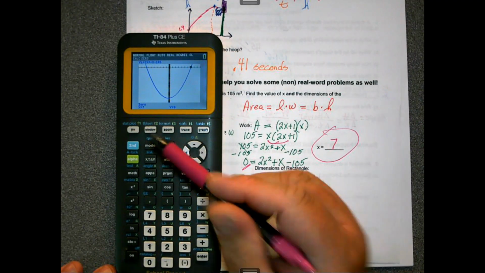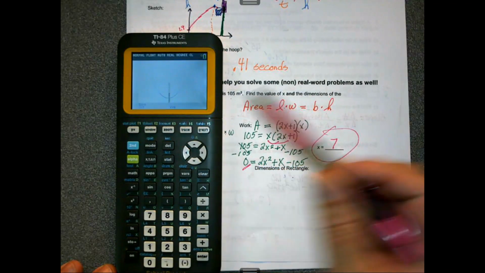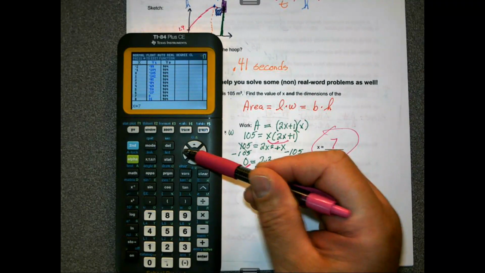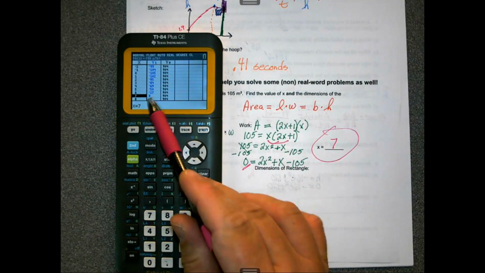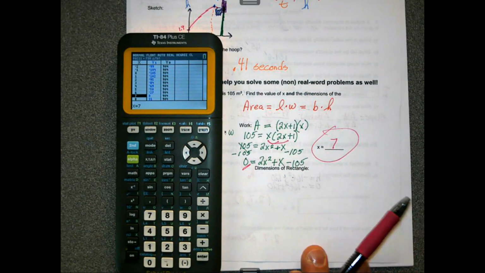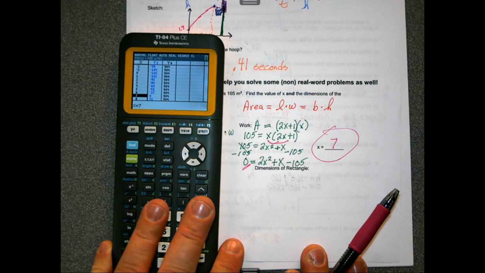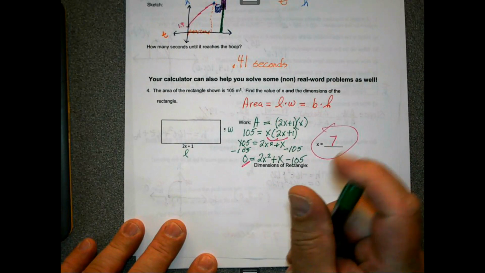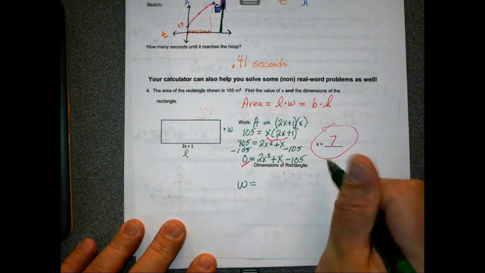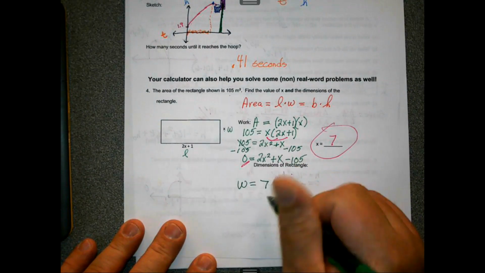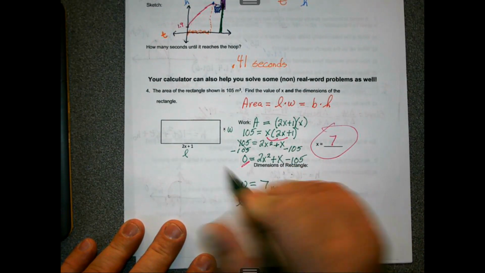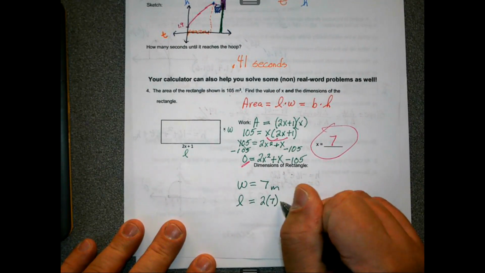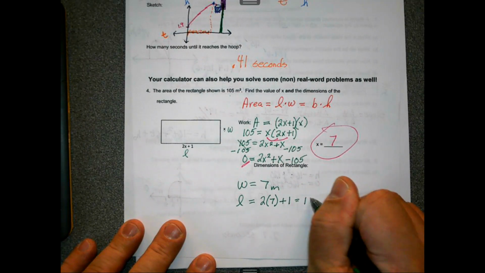And again, I could have cheated by going to the chart and looking for a y value of 0, which is right there. Therefore, I know that my x-intercept is 7. This happens pretty rarely, but I'm not done yet, right? It's asking me for the dimensions. Well, my width is easy. That's 7 meters. My length, I have to substitute in 7 for my x. 2 times 7 plus 1, which is 15 meters.